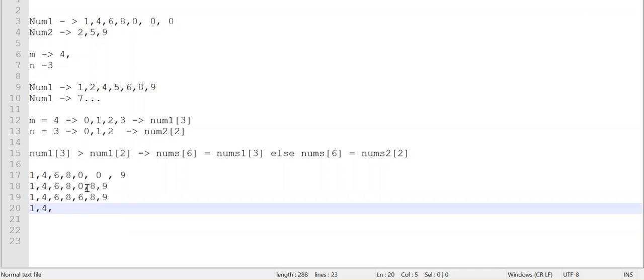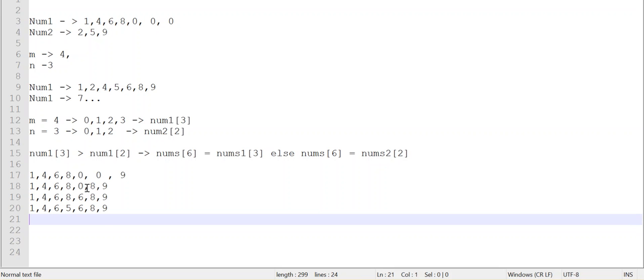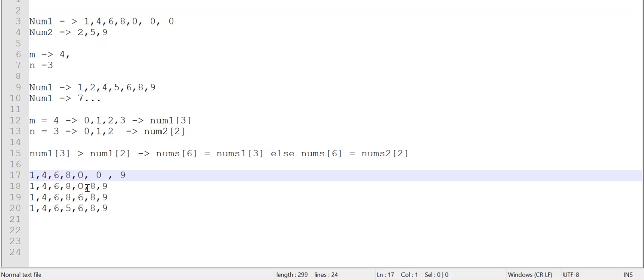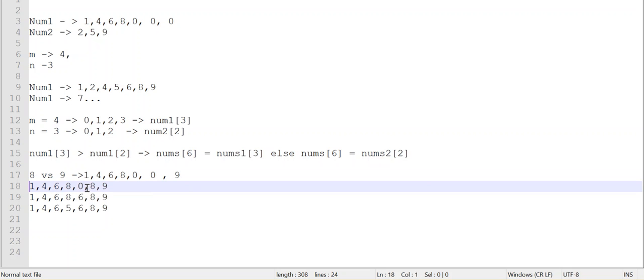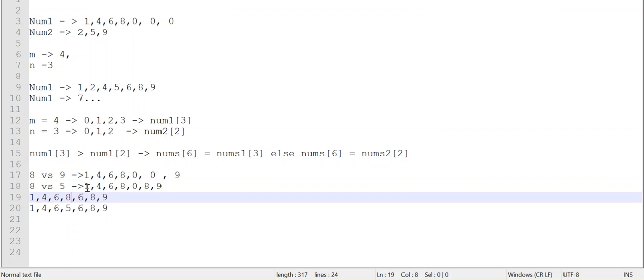Now I'll update this, 5 against 4. I'll update this as 5, right? 6, 8, 9. Just to ensure, the comparison was 8 versus 9, then we did 8 versus the next smaller value in nums2, which is 5.